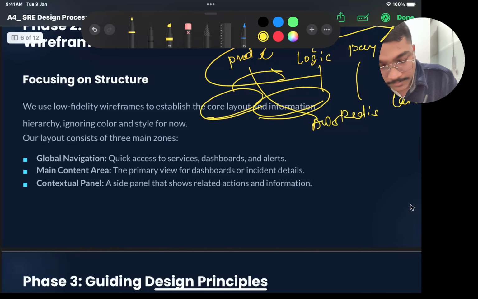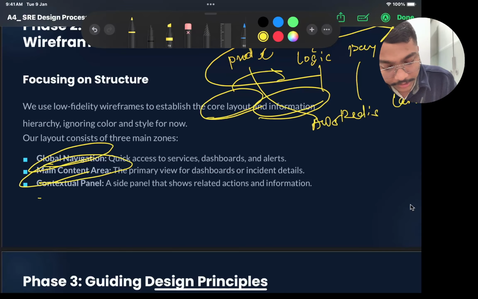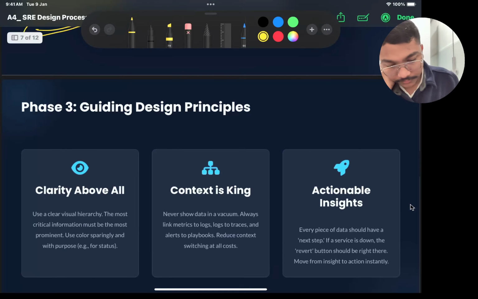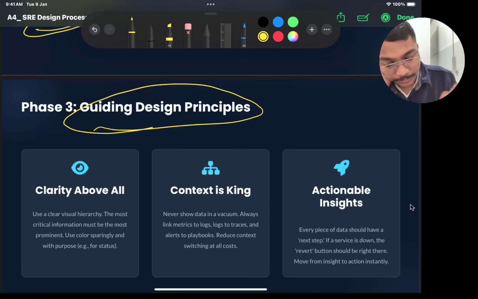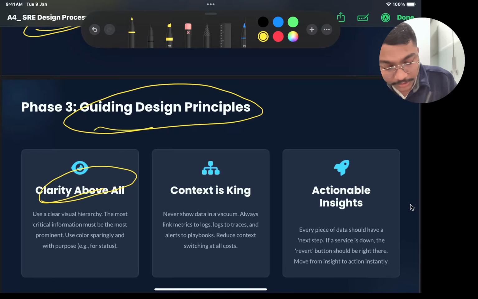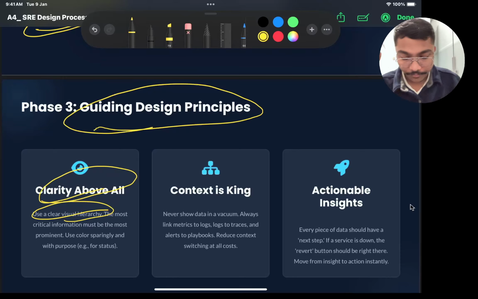So it contains global navigation, main content area, and contextual panels. Okay, then guiding the design principles. Now first, importantly, what should be the design principles if we are creating these systems? First is we need clarity, a clear visual hierarchy. Okay, this fails, this system was affected for this much time, so these rollbacks happened, due to that these things are triggered. That's the clarity.